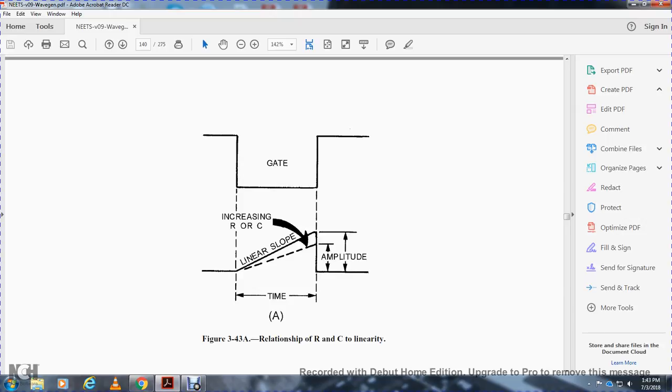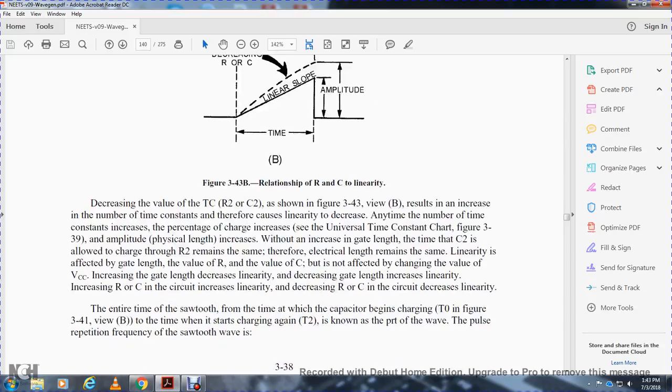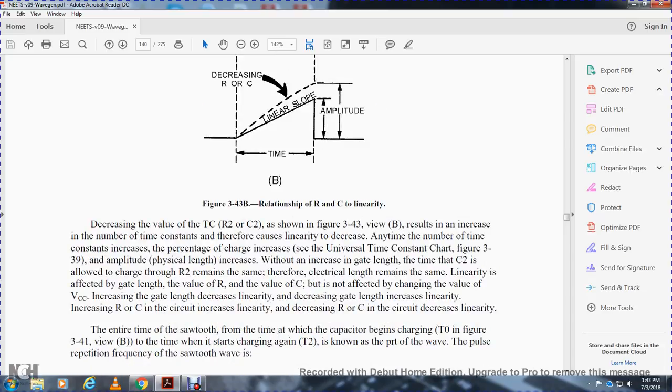Figure 343 shows the resistor and capacitor and the linearity of the gate. Increasing the resistor and capacitor changes the linear slope, amplitude, and time. Decreasing the value of the time constant of resistor 2 and capacitor 2, shown in view B, results in an increase of the number of time constants, therefore the linearity decreases. Increasing the number of time constants increases the percent of charge, as on the universal time constant chart, figure 339, and increases the amplitude. The physical length remains the same because the gate length, the time the capacitor is allowed to charge through resistor 2, remains the same, therefore the electrical length remains the same.